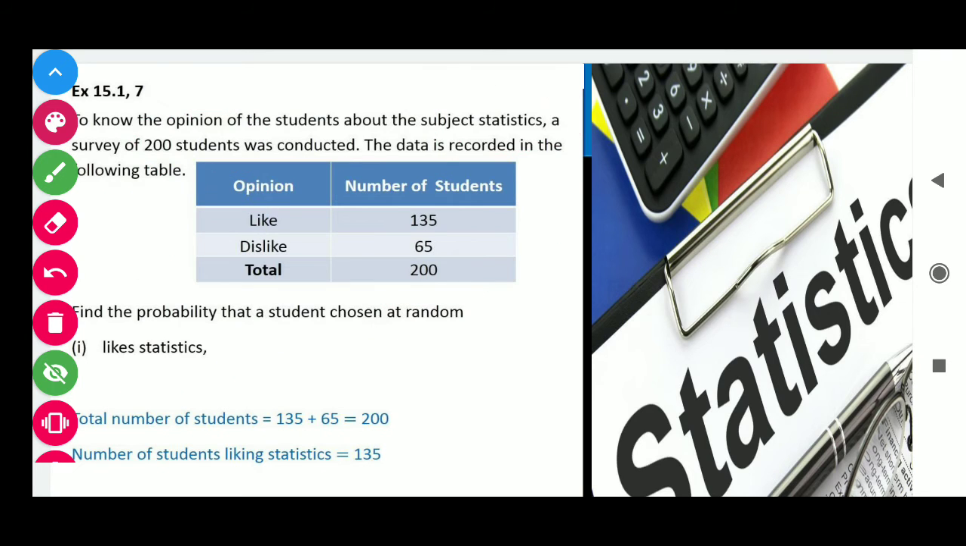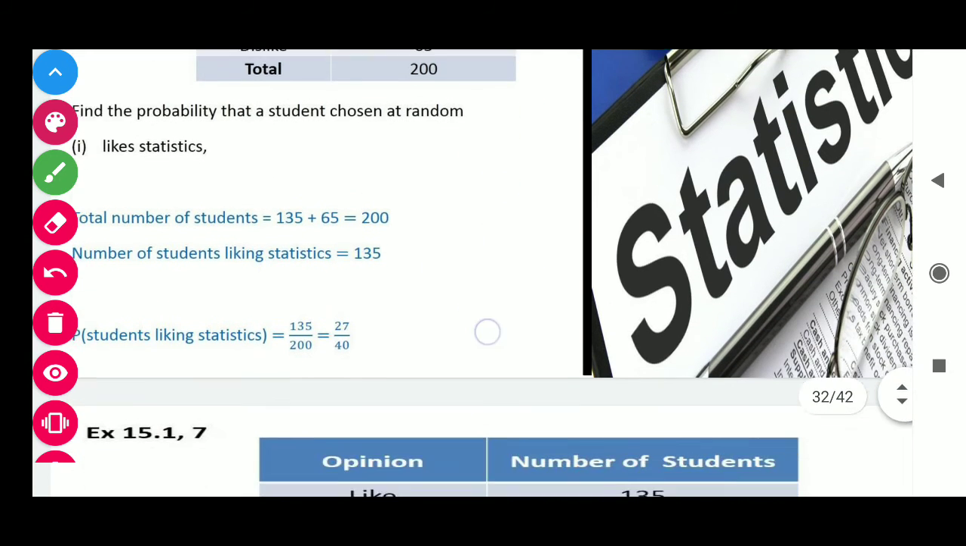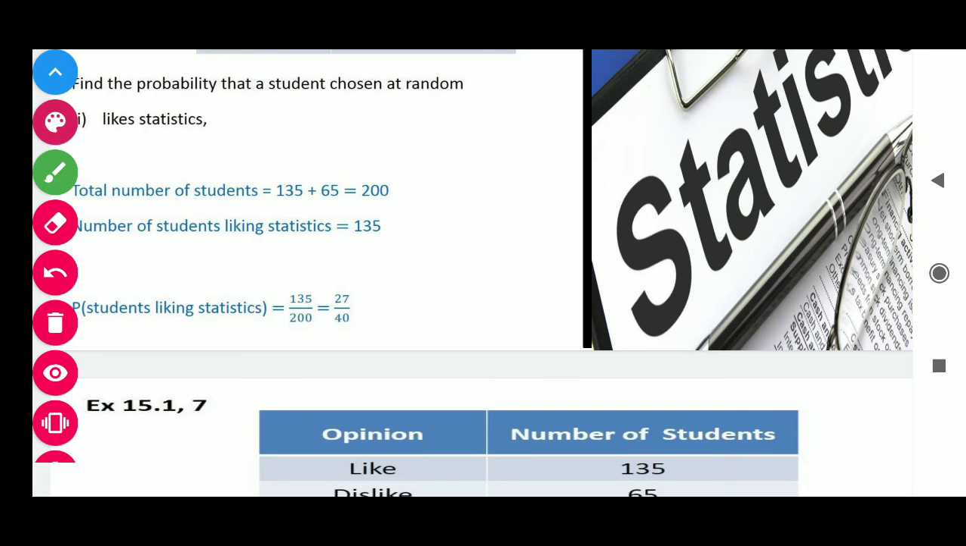So students, let's start the solution. Likes statistics, and you have already seen from the table that 135 are the students who like the subject statistics. So total number of students are 200 and number of students who like statistics are 135. So in this way probability is 135 over 200. By cancelling by 5 in numerator and denominator we get 27 over 40.